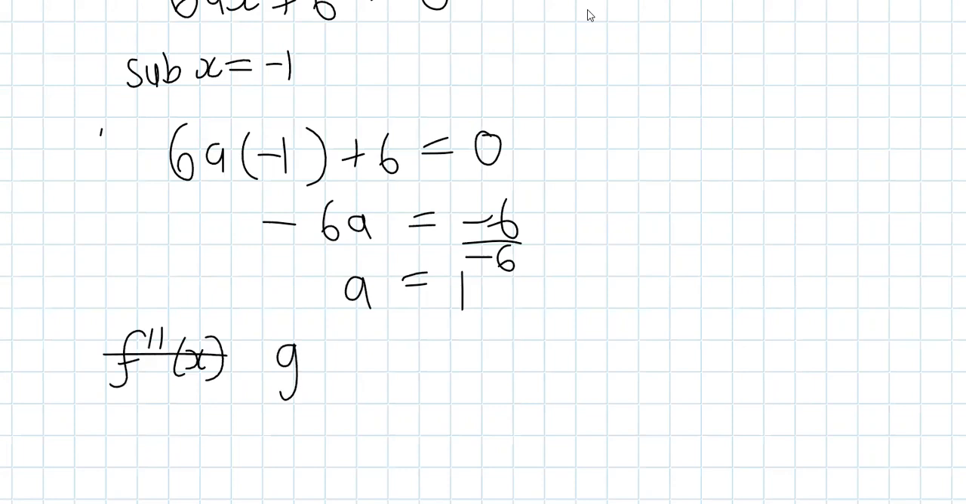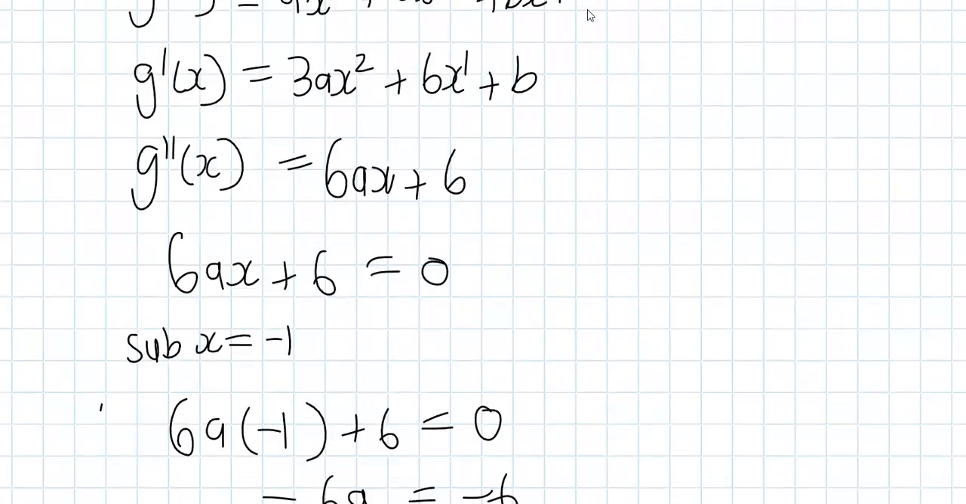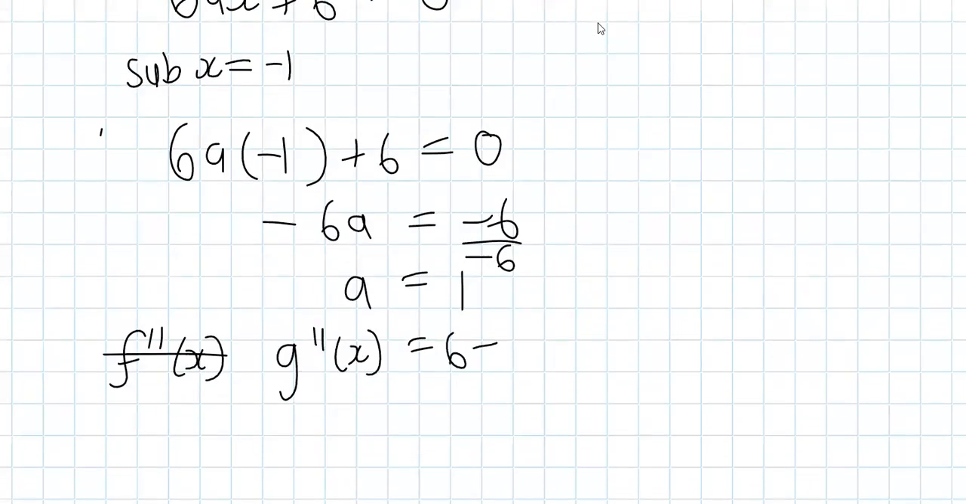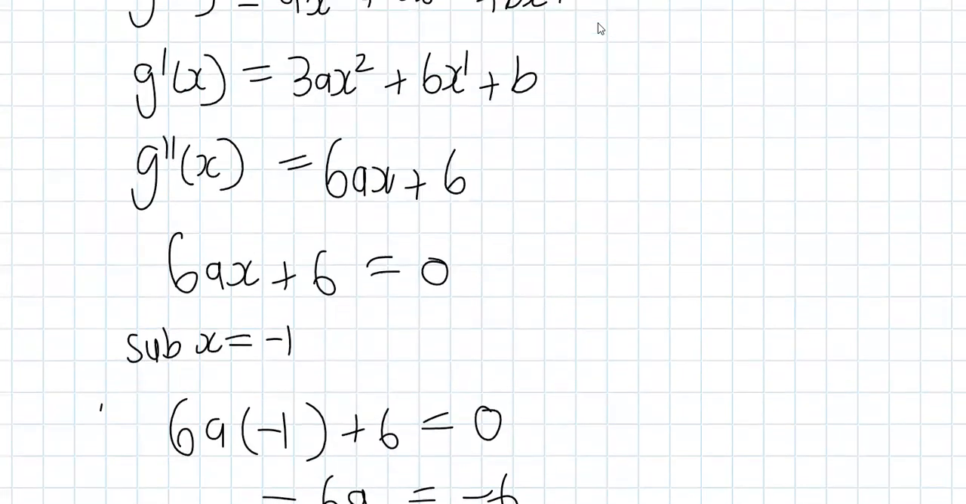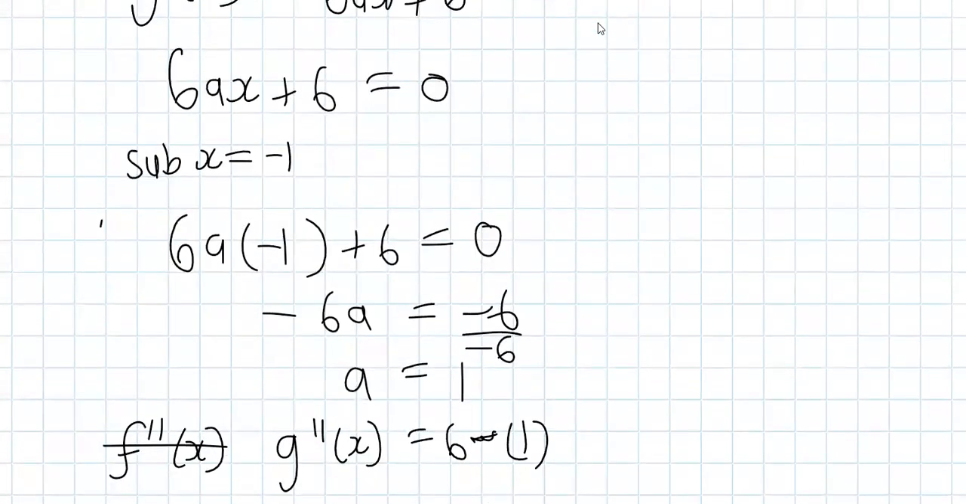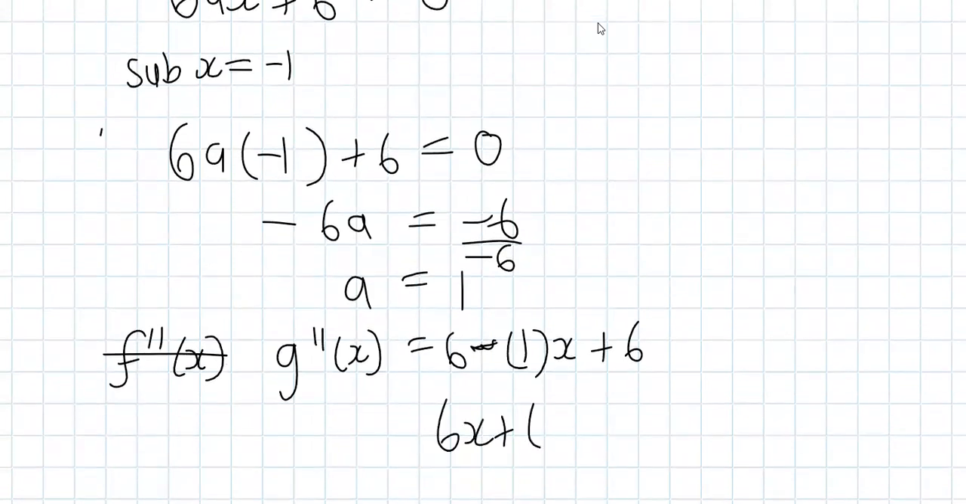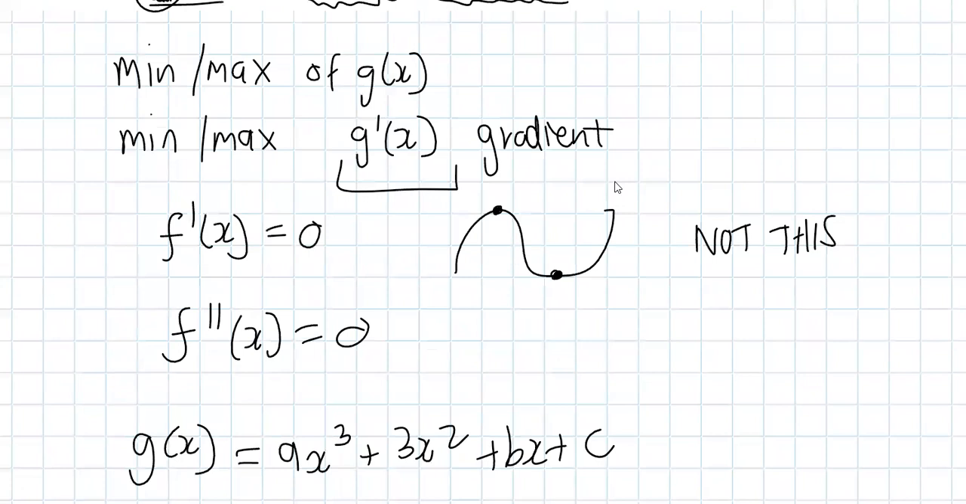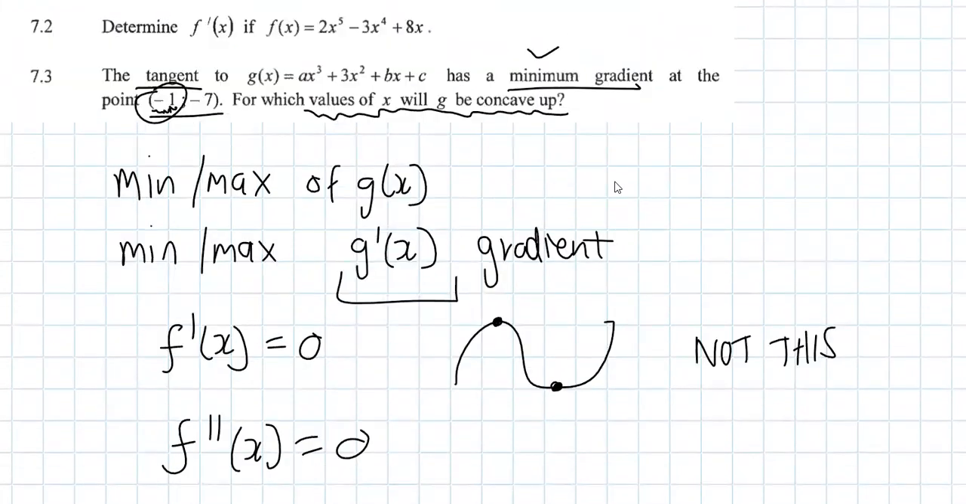G dash dash of x is equal to 6 times 1 x plus 6. So it's just 6x plus 6. So the second derivative is this. I'll go back to the question. It asked for, so we've used this information and we've used this information. Now it wants what x values will g be concave up.